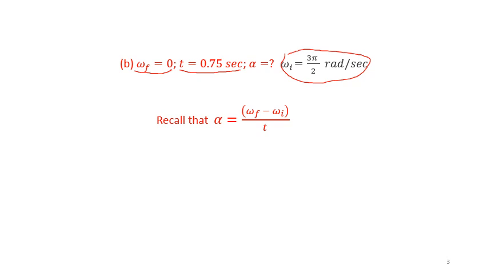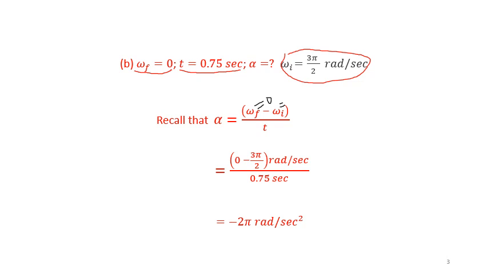So substituting 0 for omega subscript f, and here you have your 3 pi over 2 radians per second for omega subscript i. Then your t is 0.75 seconds. And if you compute, the answer will be minus 2 pi radians per second squared.